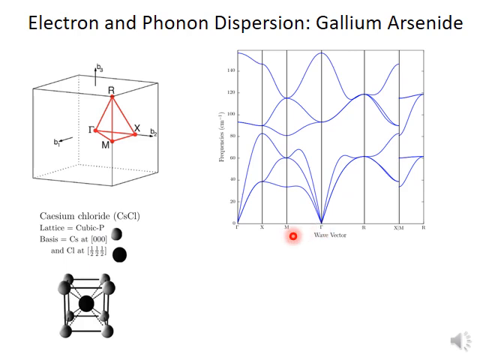So in the case of gamma to M, the motion along 1-1-0, the degeneracy of the transverse waves is lifted, and they do have different energies, which means there are six different branches along 1-1-0, six different energies which the phonon wave can take when moving in this direction within the cesium chloride crystal.